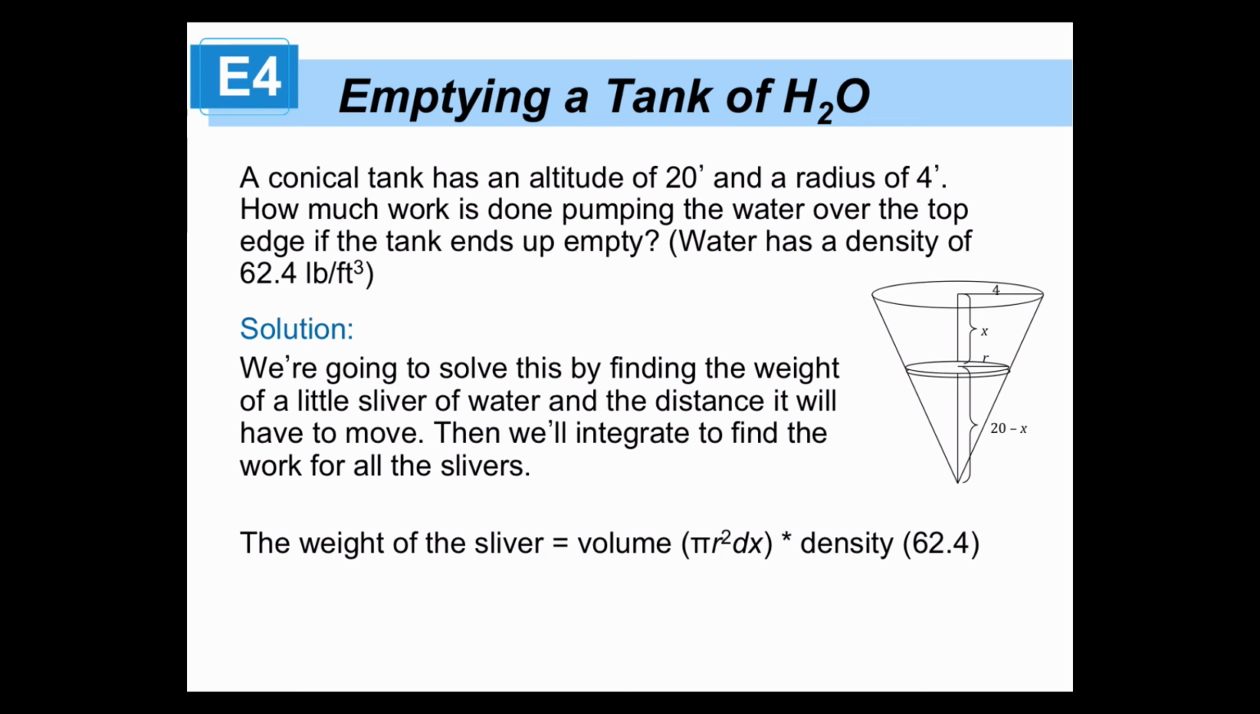The volume, which is pi r squared dx, that's the volume of a cylinder, times its density, which for water is 62.4. You will see problems where it's not water. It might be motor oil, it could be rocket fuel, whatever other liquid you want to pump out of a cone. Whatever it is, they'll have to give you the density.